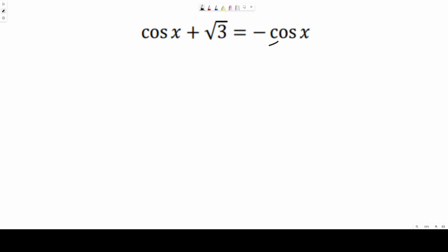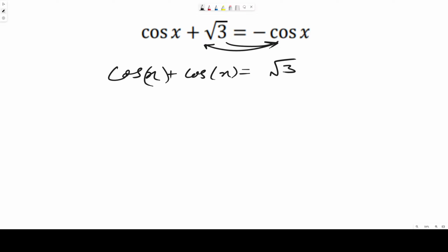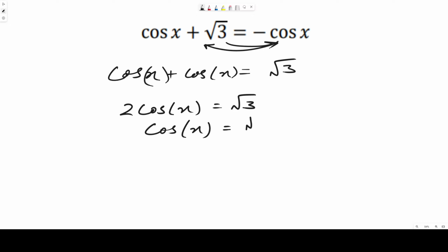So here I'm going to move the negative cos to that side, and move the root 3 to the other side. It becomes cos of x plus cos of x is going to be equal to positive root 3, and then this will become 2 cos of x is equal to root 3, and then cos of x is equal to root 3 over 2. Okay, so now we have the question so far here.